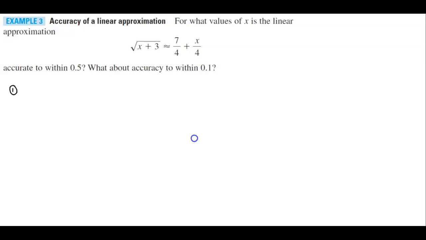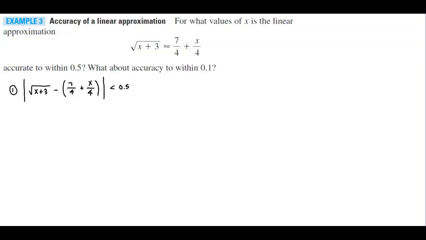So what that means is we want to find the absolute value of the square root of x plus 3. And if we subtract the 7 over 4 plus x over 4, that is minus 7 over 4 plus x over 4. And we want to find out when the absolute value is going to be less than 0.5.